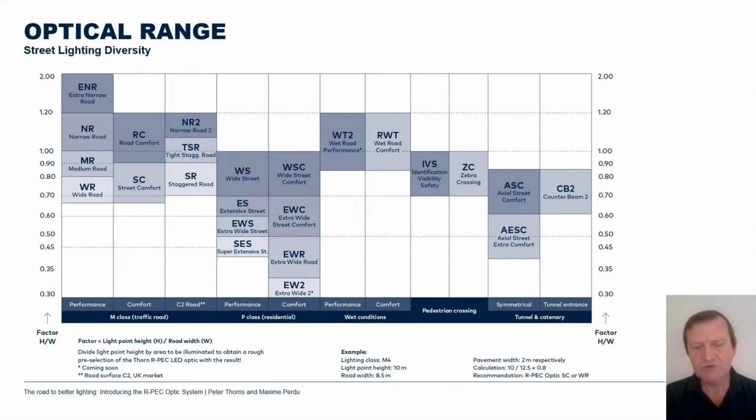So you have to look at the geometry of your space, understand where your luminaire is actually going to be in that space, and that will tell you what your width will be. Once you have the width, you can read up the y-axis, find out where you come on this factor, and then read across the x-axis and understand what your application is, and this will tell you the best optic for that space. So R-PEC may sound complicated, but actually it's quite easy to apply just using this table.